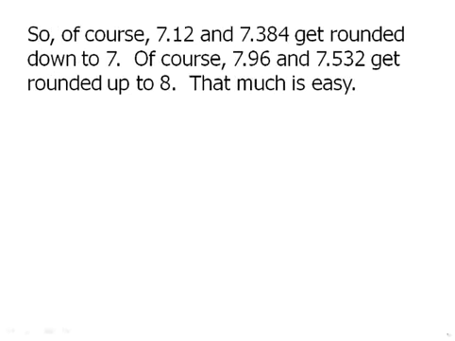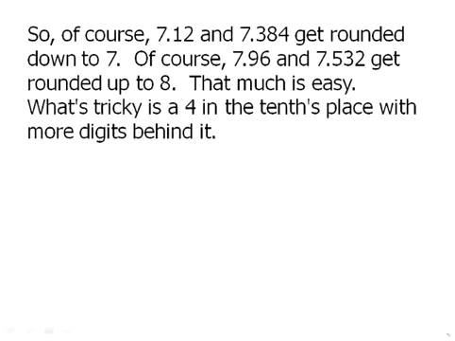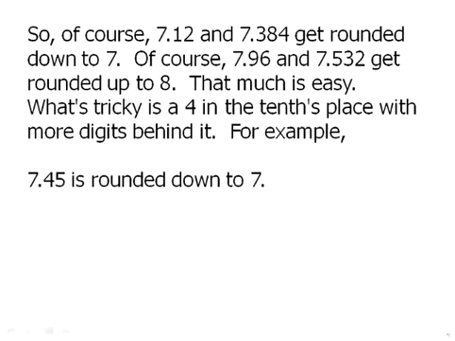Well, here's what I mean by that. So, of course, most people are pretty clear in the fact that numbers like 7.12 or 7.384, those get rounded down. And, of course, 7.96 or 7.532, those get rounded up to 8. Most people get that. But where it gets tricky is when we have a 4 in the tenths place with more digits behind it. So, for example, 7.45, that has a 4 in the tenths place, so that gets rounded down to 7.